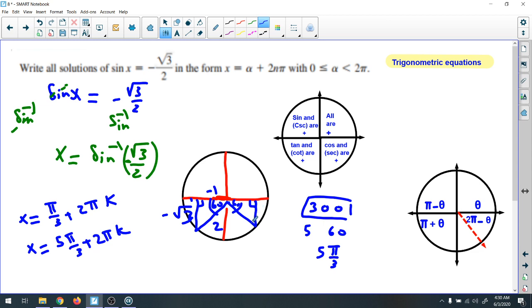2 pi k means it's not just 300. You could spin another circle, add 360 to it, and then add another 360 to it, and the same with this angle. So we summarize that by making it 2 pi k. With sine and cosine, we attach 2 pi k. With tangent, we attach only pi k. We will explain that more next time.